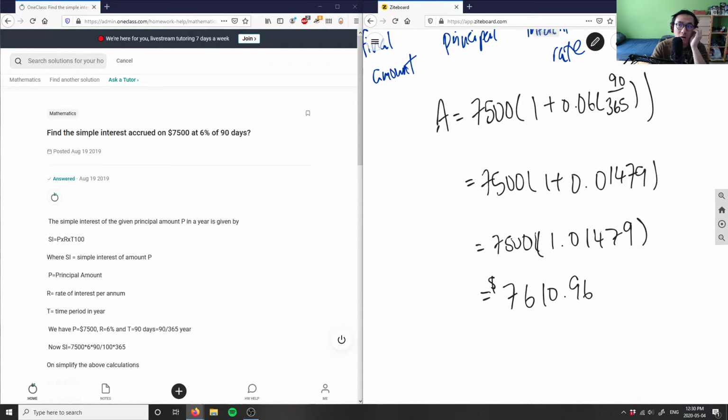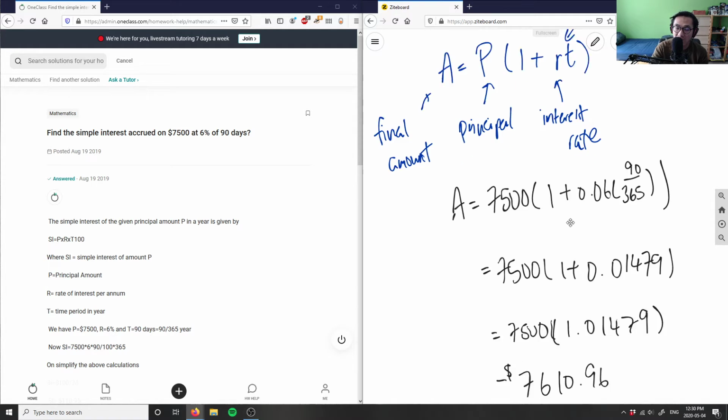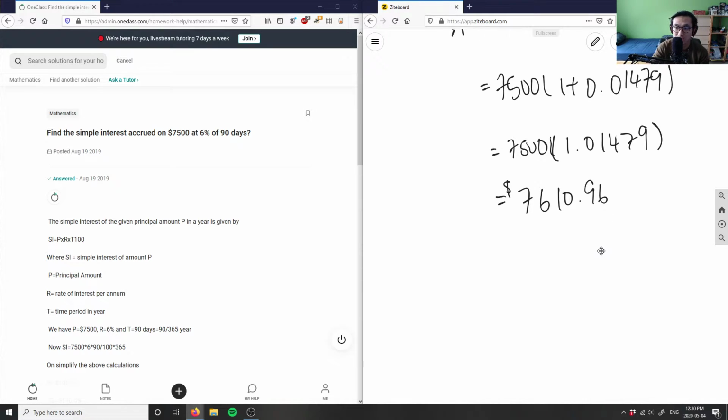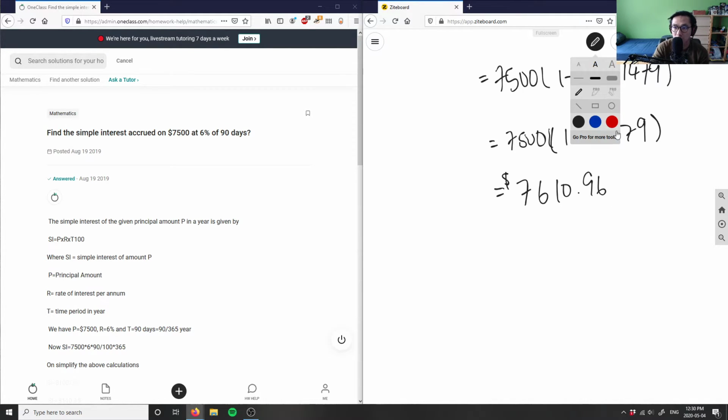on our principal, which was $7,500. So we amassed in total, our final amount is $7,610.96. But the question here is, we're not done, right? We only care about the simple interest. This here is our final amount. It's not our simple interest.